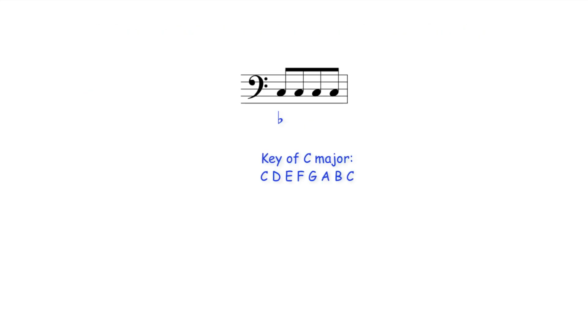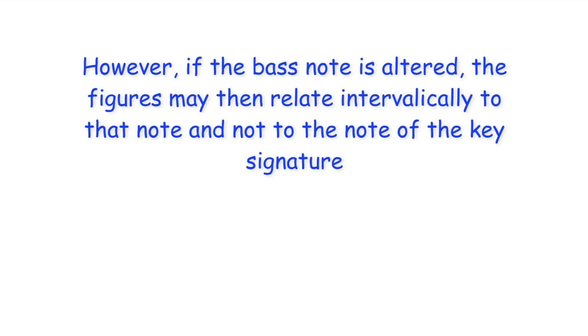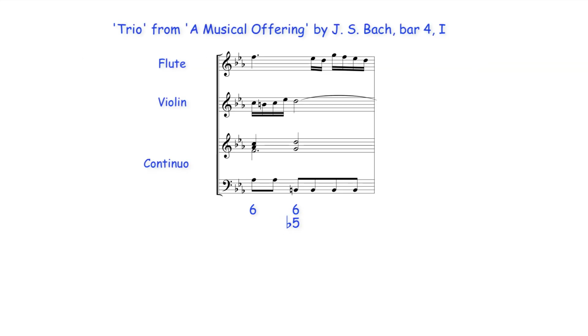For example, typically an accidental will alter a note from the prevailing key, such as here, where this flat indicates that the E natural of the key must be lowered above the bassline C note. However, if the bass note is altered, the figures may then relate intervalically to that note and not to the note of the key signature. For example, here, Bach has indicated that the fifth above the continuo's B natural must be flattened, despite the notes of the key signature already containing the required F natural of the secondary G dominant seventh chord.